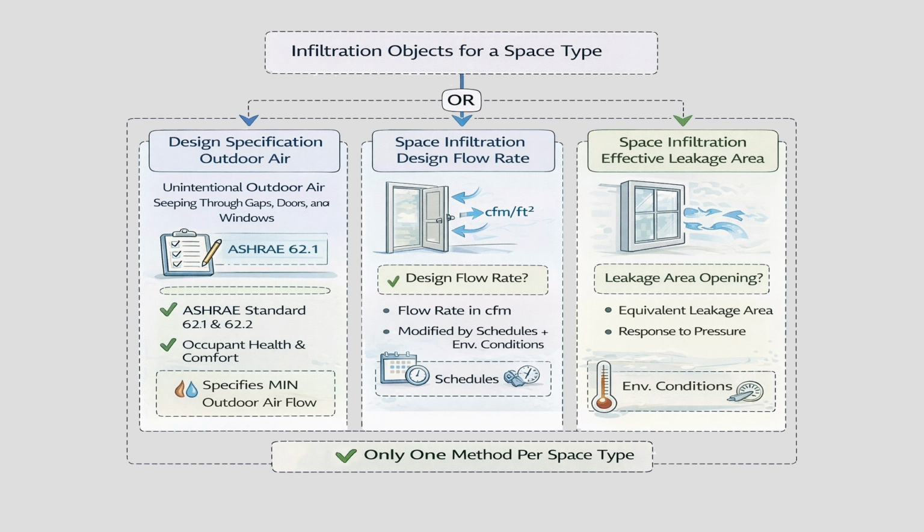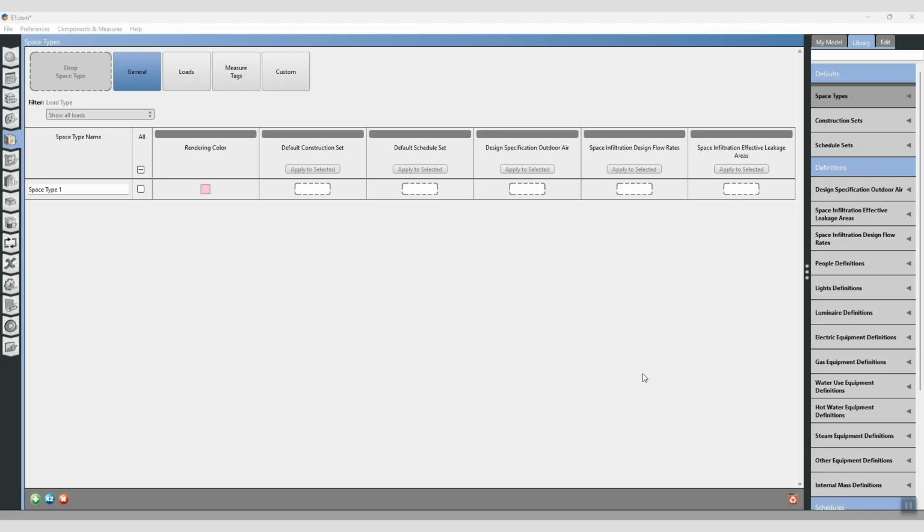The other two objects are alternative ways of modeling unintended air leakage through the building envelope. In most practical models, only one of these infiltration methods is selected for a given space type. The design flow rate method defines infiltration using a specified airflow rate, often adjusted by schedules and environmental conditions. The effective leakage area method, on the other hand, represents infiltration based on an equivalent leakage opening in the envelope, which responds to pressure differences.